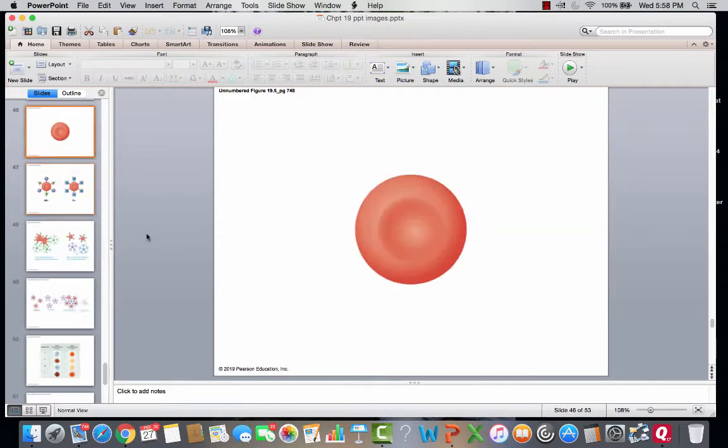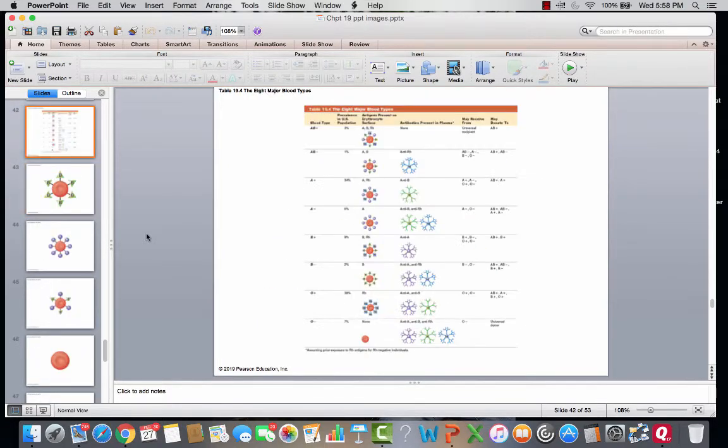Let me just go back to the big chart. So these are all the possible combinations for humans. If I have AB positive blood, I have all three antigens on the surface of my red cells.